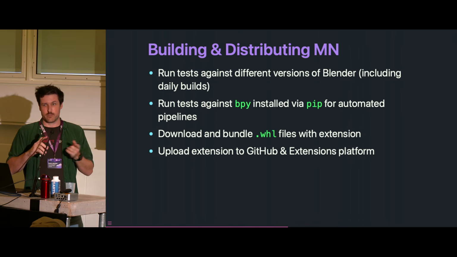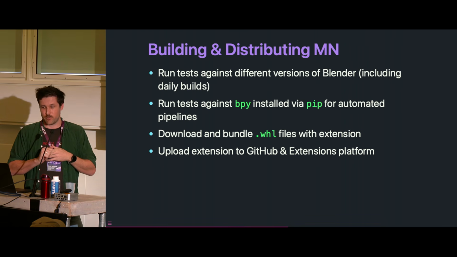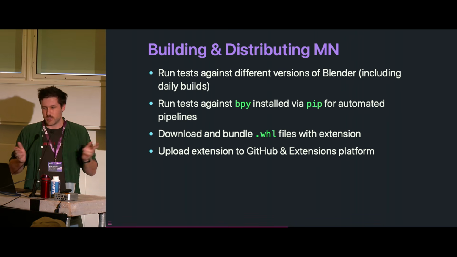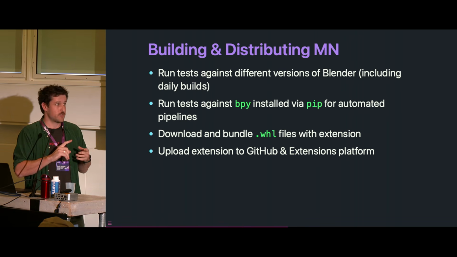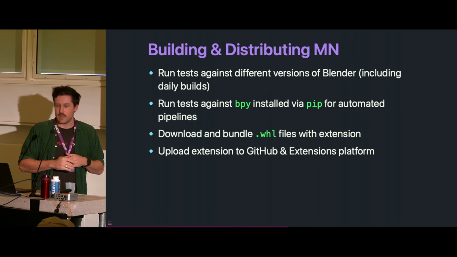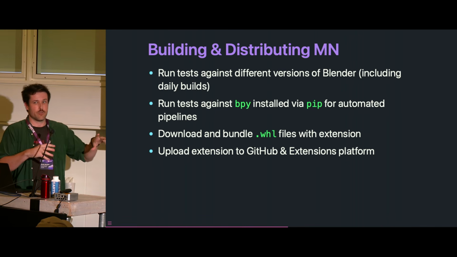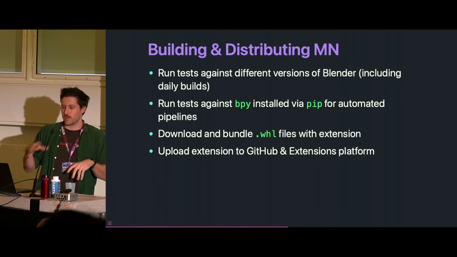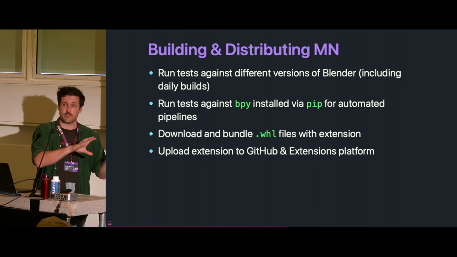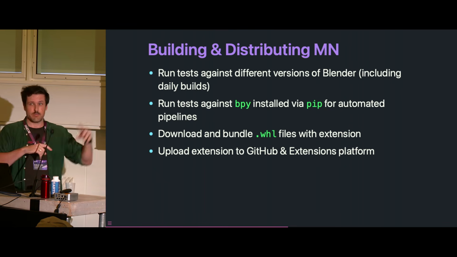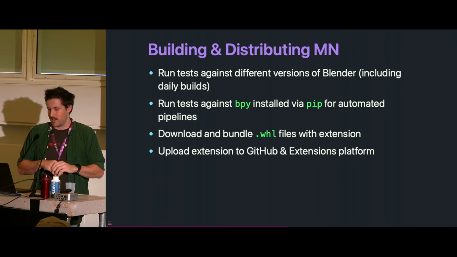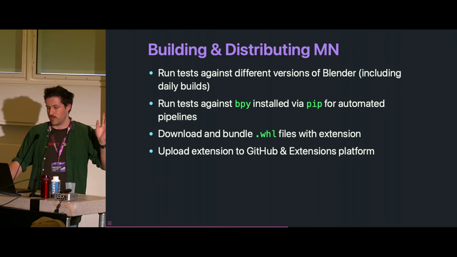So currently I have it set up to scrape daily builds and also 4.5, but you can test back to whatever. I also test against the Python installable bpy. And I've also got it set up to automatically download all the required wheels, bundle that up, and send it to the extensions platform. So I don't have to manually do that dragging and dropping that Hendrik was showing earlier. So this is all now an automated process.